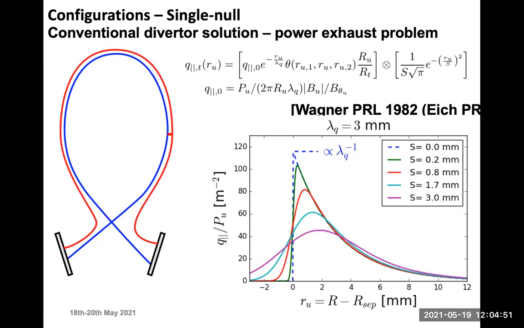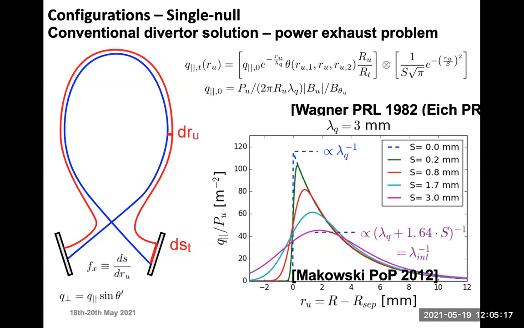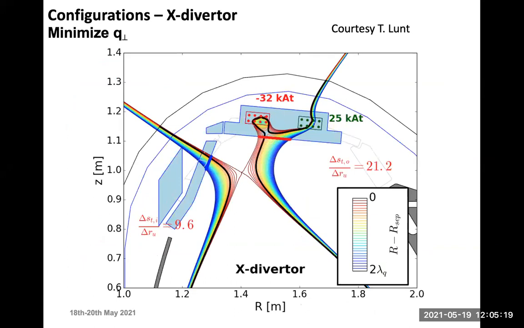This is the so-called S parameter, which is a notion of the competition between perpendicular and parallel transport, assuming no other dissipation. This whole thing is just about the concept of perpendicular to parallel competition in a single null divertor, which has been derived in the past. So I'll go now to the X divertor.